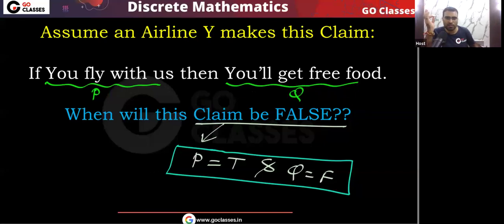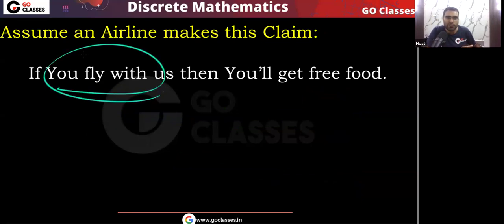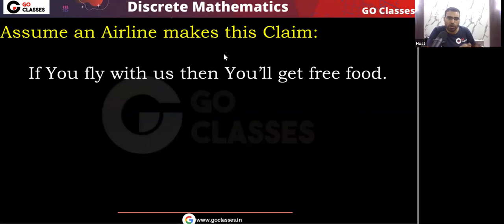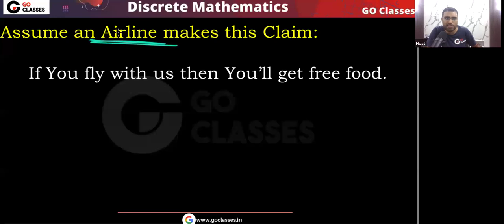Now tell me one thing. If you don't fly with them, then can you say the claim is false? Now the claim cannot be false. Do you agree with me? Very simple point I'm saying. SpiceJet is saying that if you fly with SpiceJet, you will get free food. This is what SpiceJet is saying.